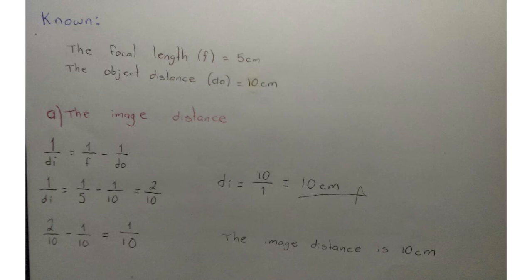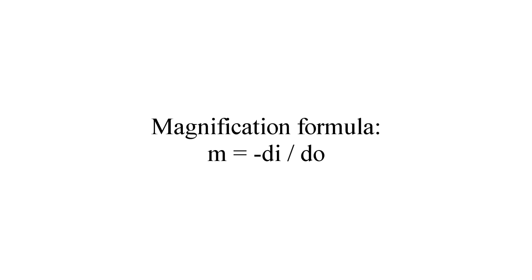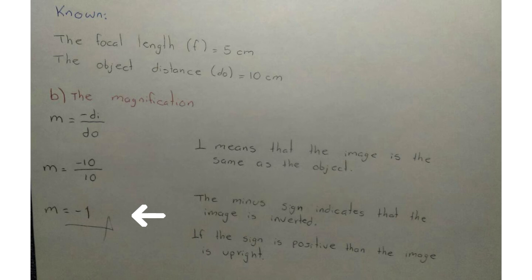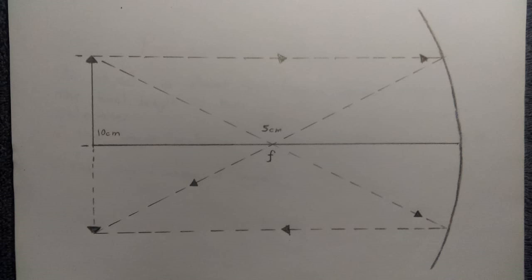Now we need to calculate the magnification, which the formula says m equals minus d_i over d_o, equals minus 10 over 10, equals minus 1. This result means that the image is the same size as the object. The minus sign indicates that the image is inverted. If the sign is positive, then the image is upright.